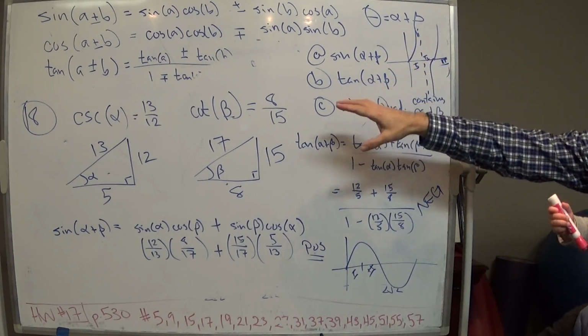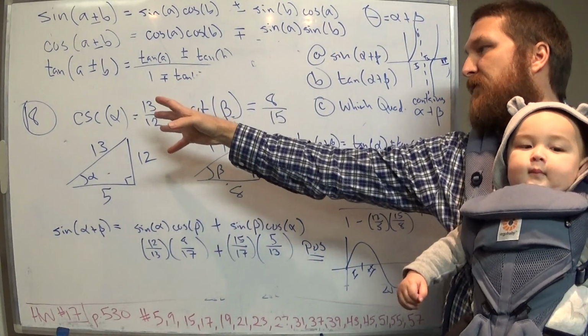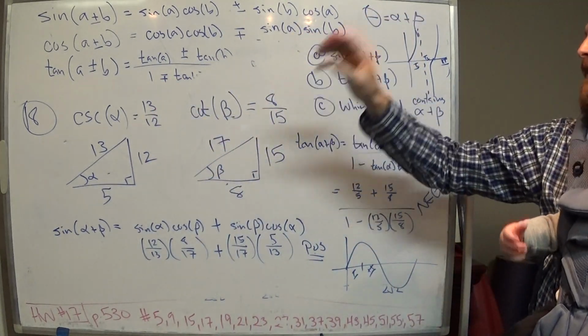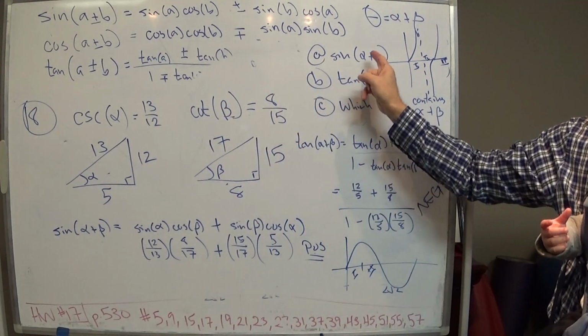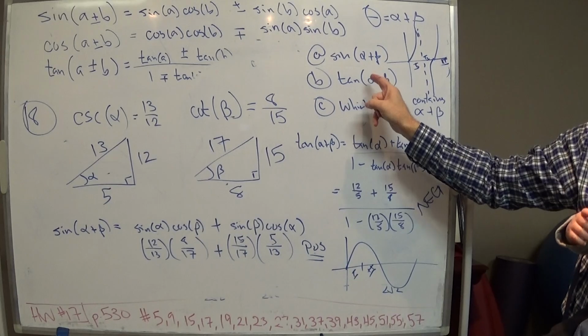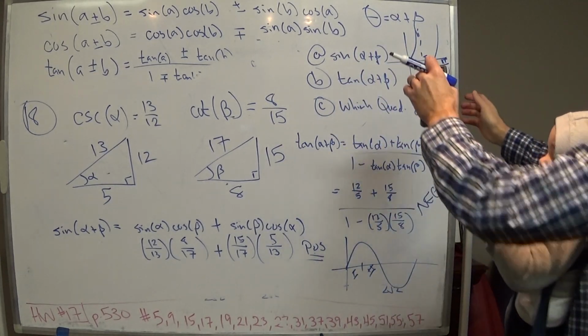It gives you some setup like this, where some trig function of alpha is equal to something. Some trig function of beta is equal to something, and then it asks about either alpha plus beta, alpha minus beta, or one of those, and it's always going to ask which quadrant does this happen.